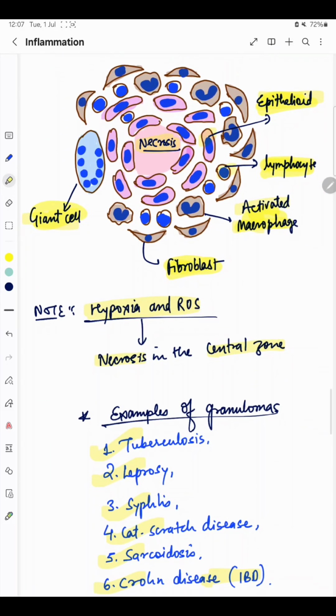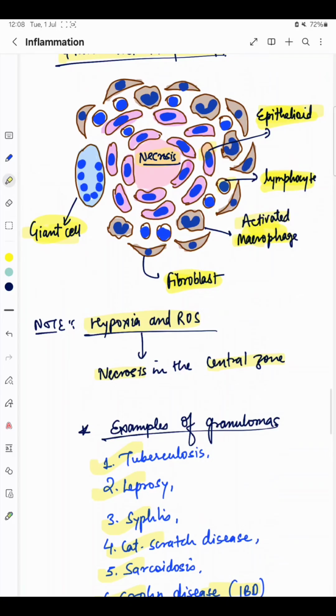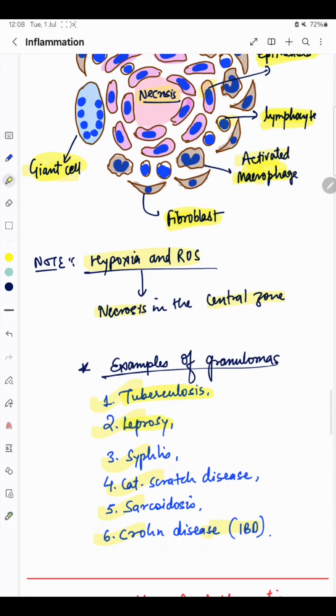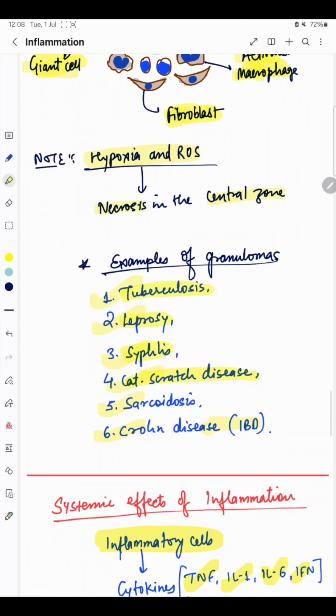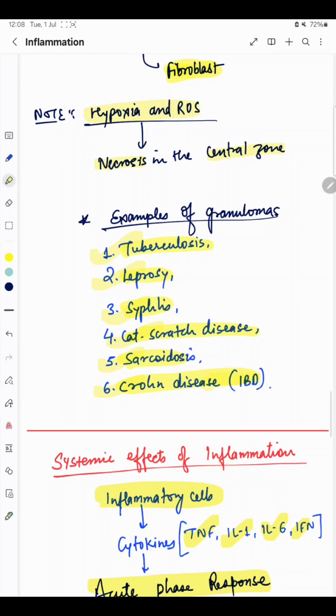Examples of granuloma: one of the very famous examples is tuberculosis, leprosy. Granulomas can be seen in syphilis, cat scratch disease, sarcoidosis and Crohn's disease, which is a form of inflammatory bowel disease.